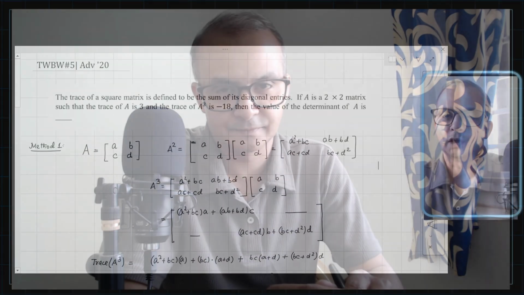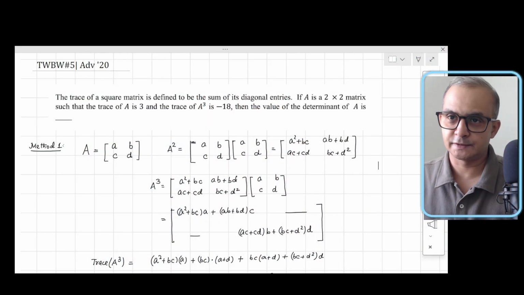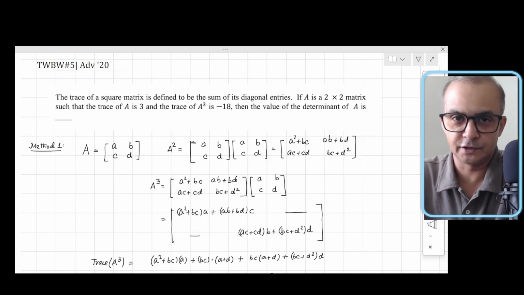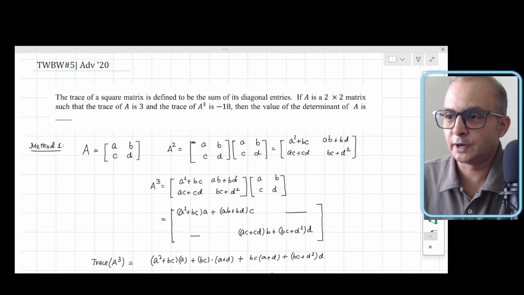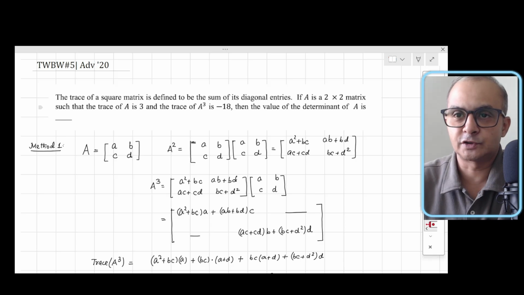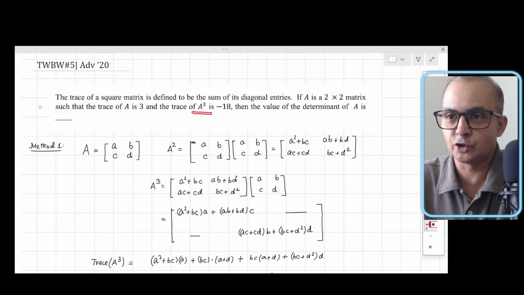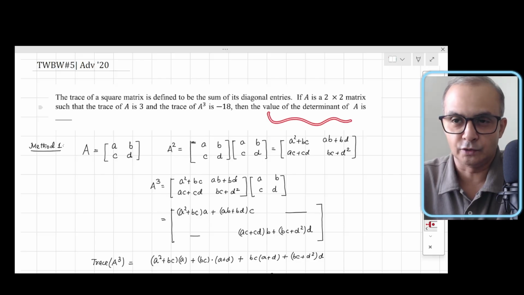So we have two perspectives on the same truth. Let's begin the journey of uncovering what is lying beneath the surface. As you can notice, the trace of a matrix is defined to be the sum of its diagonal entries. We are given that A is a 2 by 2 matrix, the trace of A is 3 and the trace of A cube is negative 18. Then we have to find the value of the determinant.